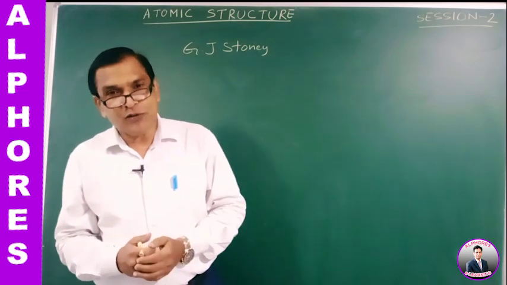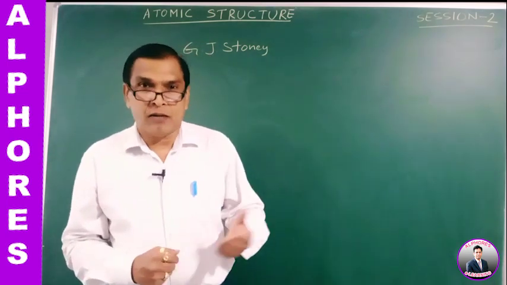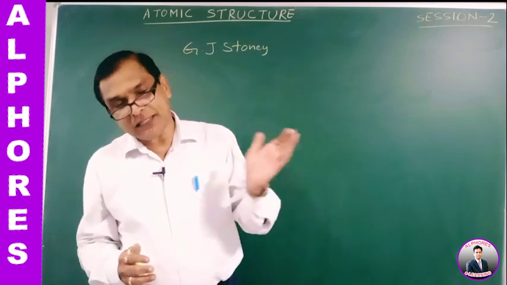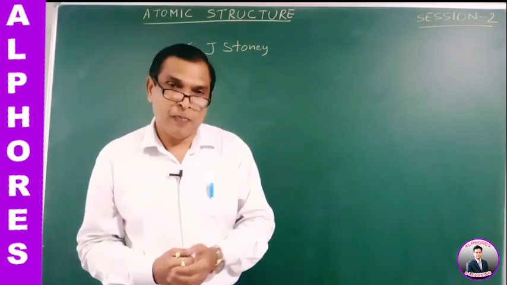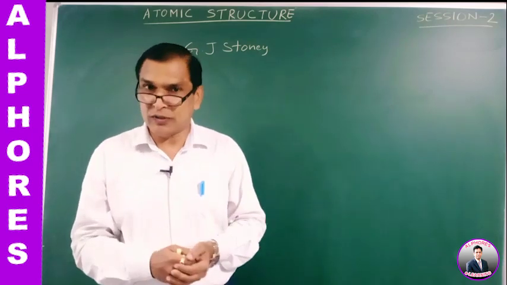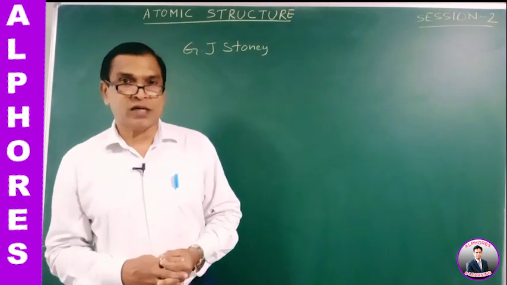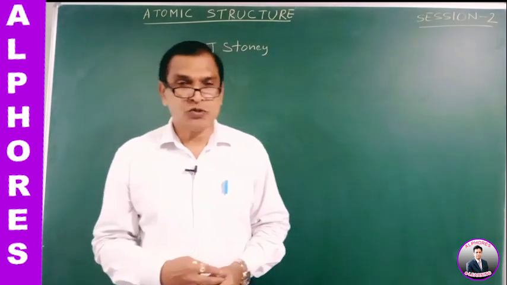And these cathode rays, when passing through a magnetic field, are deflected towards the south pole. When they are passing through an electric field, they are deflected towards the anode, that is the positive pole. This concludes that the cathode rays are negatively charged particles.